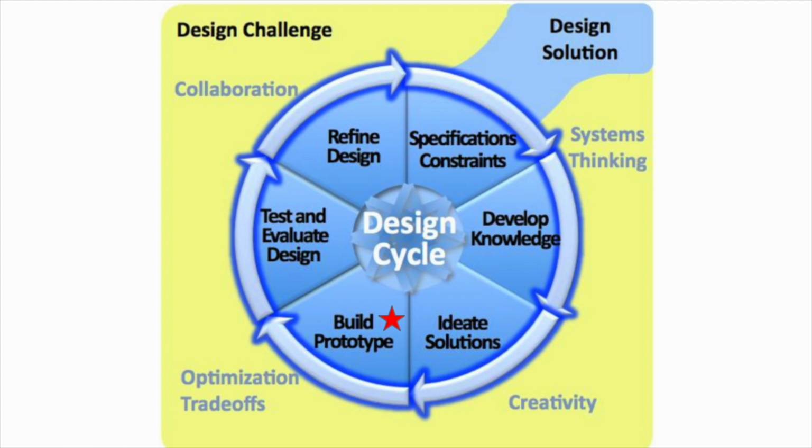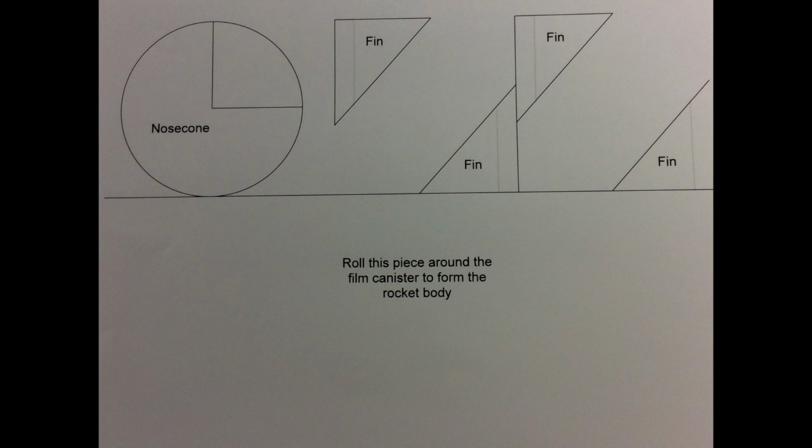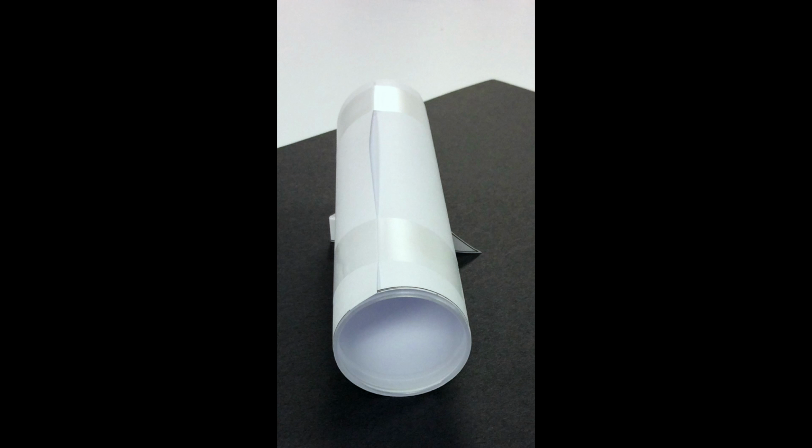Next, learners will build the prototype of their rocket. Begin with the template and have learners cut out each piece. Roll the rectangular piece around the canister. Be sure to add tape at the bottom so that the cylinder doesn't slide up into the paper tube at launch. Also be sure to leave a bit exposed at the top so you can add the nose cone.